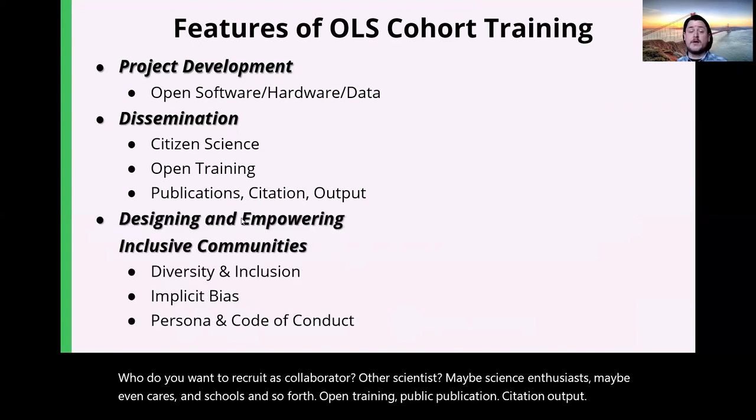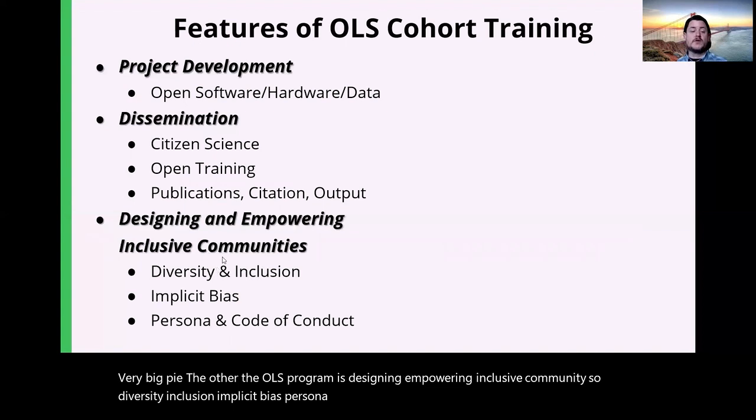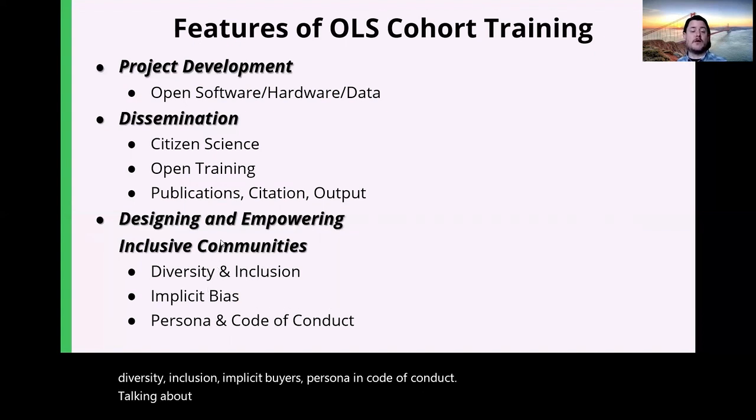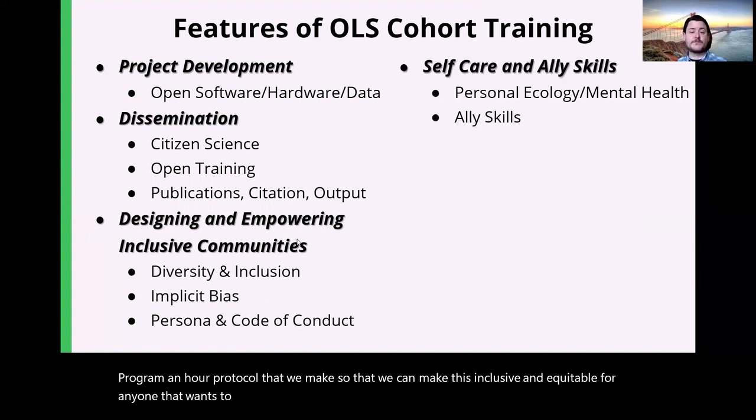A very big part of the OLS program is designing and empowering inclusive community. So diversity and inclusion, implicit bias, persona, and code of conduct. Talking about these issues and how we must make this a priority in any open science program and protocol that we make, so that we can make this inclusive and equitable for anyone that wants to be part of this community.